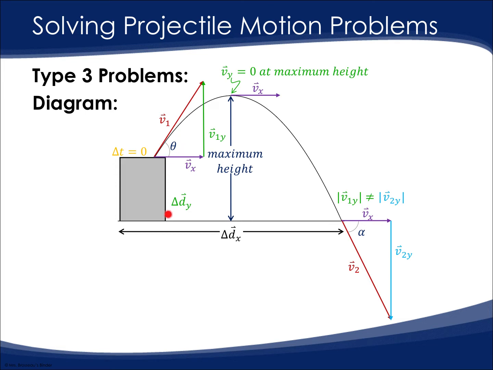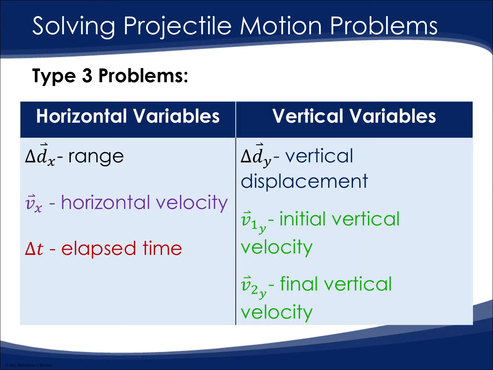So we've got our dy here, the height that we start from. We know height is 0 when it hits the ground. Dx is where it's launched from. Again, VIY is not equal to VFY, so we'll have to do a little extra work on this one.